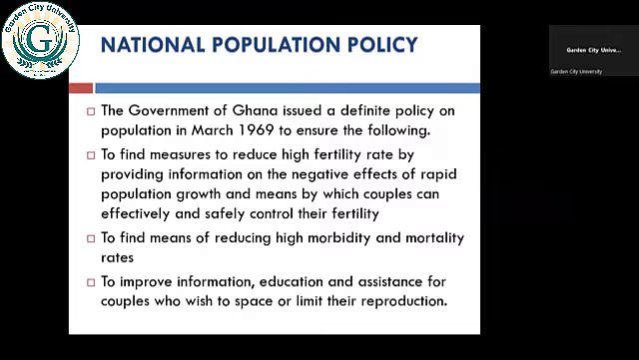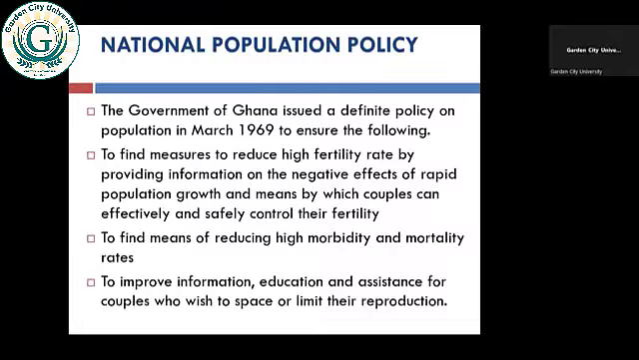So the government of Ghana also issued a definite policy in March 1969 to ensure the following: to find out measures to reduce high fertility rates by providing information on the negative effects of rapid population growth and means by which couples can effectively and safely control their fertility. So the Ghana government also had to put up a policy so that people will not deliver anyhow. You deliver the number of children you can take care of when you want it. Children by choice and not by chance. So the Ghana government had to put up that policy in March 1969.